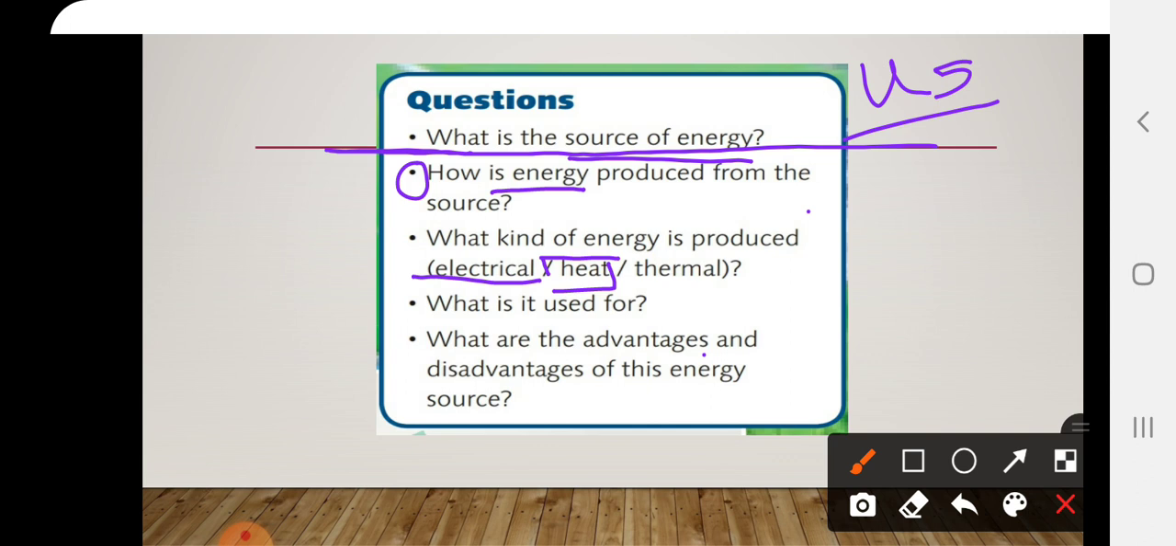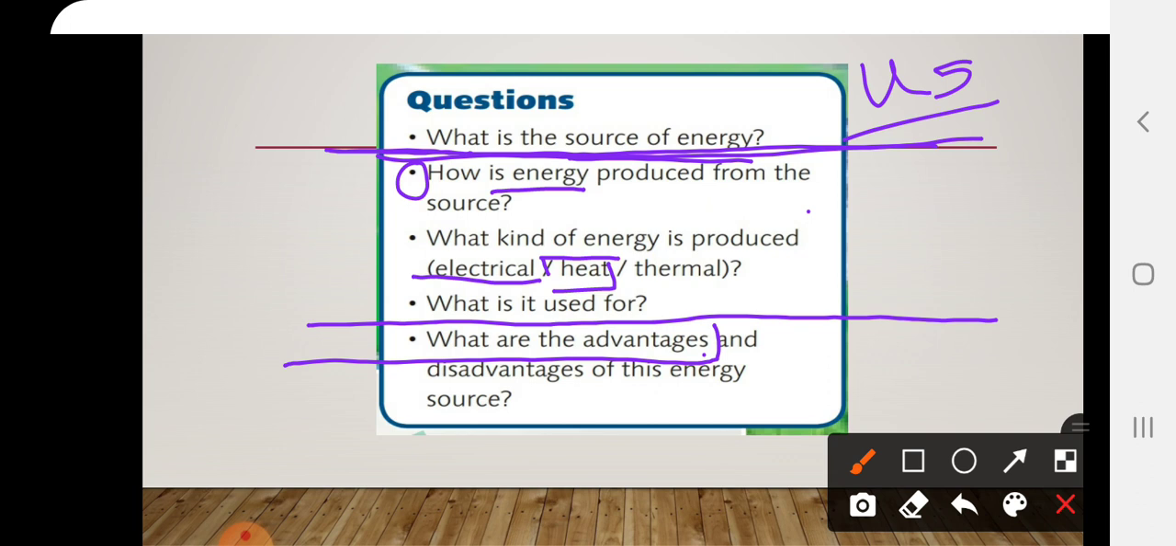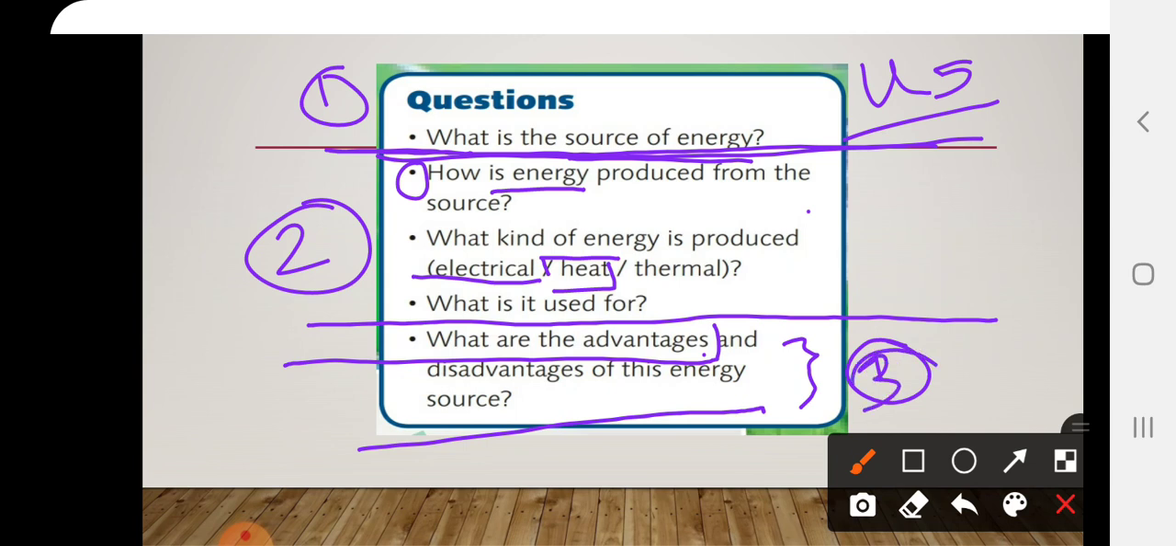So now, the answer to this question is the first paragraph. Here is the second paragraph. The advantages is the third paragraph, and disadvantages is the fourth paragraph. And as a help, you can join these 2 points in one paragraph. So you have 1, 2, and 3, three paragraphs in your report.